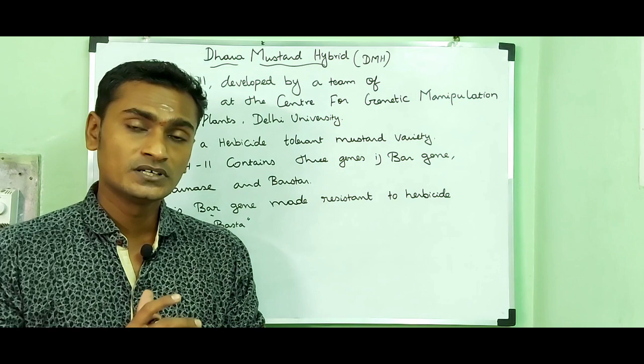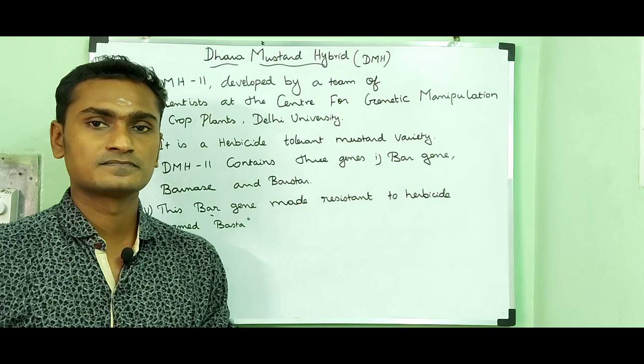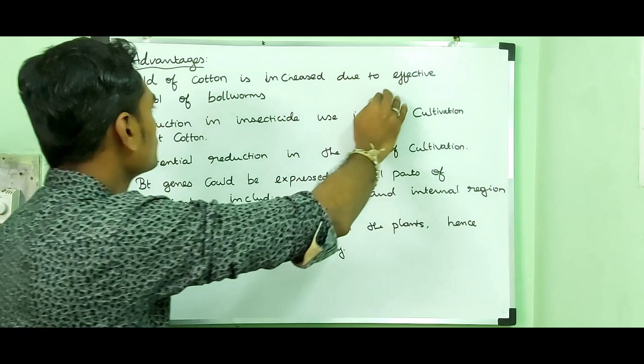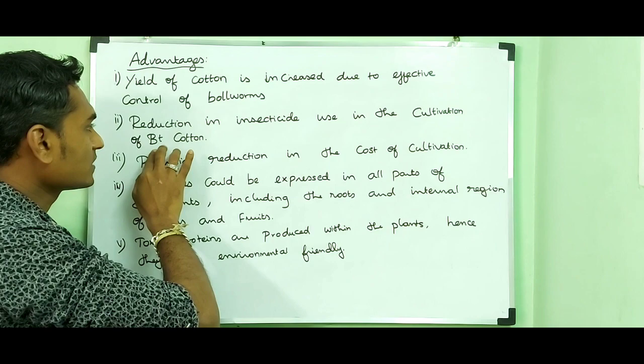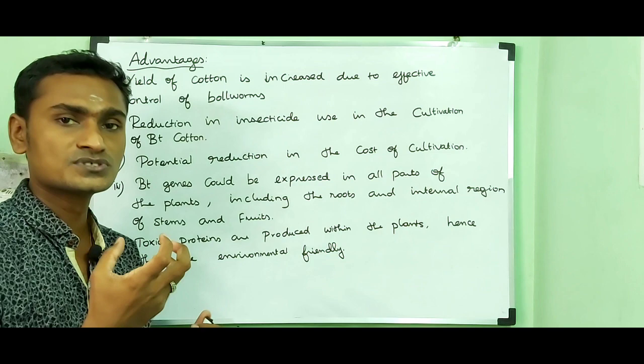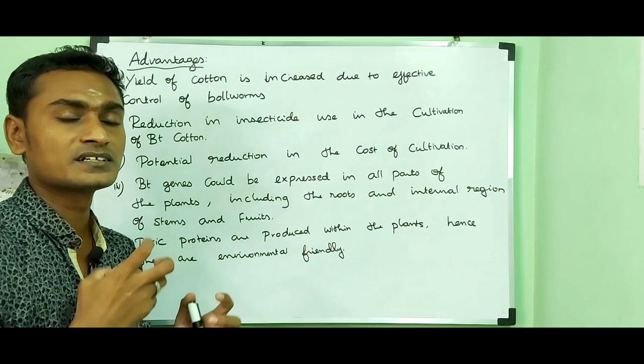Then I'm going to tell you the advantages and disadvantages of insect resistant plants. Let us talk about the advantages and disadvantages of BT crops. First, the advantages. The yield of cotton is increased due to the effective control of bollworms. This is the first point. Second point, reduction in insecticide use in the cultivation of BT cotton. After the introduction of transgenic plants in the agricultural field, there is no need to use insecticide because the plant contains the BT toxin proteins, which can kill the insects.